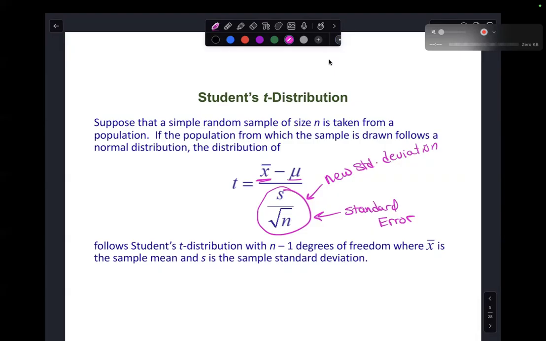Is the whole S divided by the square root of n the standard error? Yes. Thank you. In chapter 8 we did sigma divided by the square root of n, but because we don't know the population standard deviation, the S is the sample standard deviation. So remember, samples get boring letters, whereas the populations get the pretty symbols like the mu and the sigma and all that stuff.